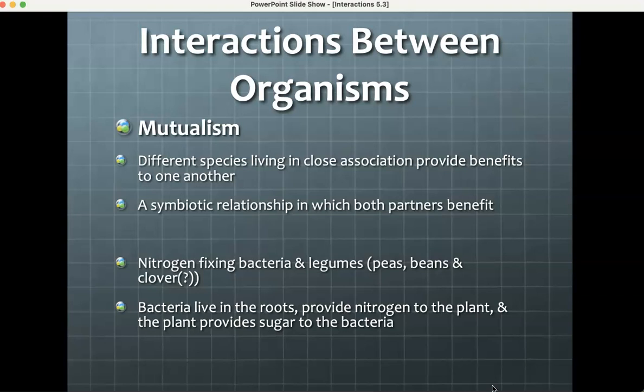So what's going on here is you've got bacteria living in the roots that provide nitrogen to the plant, and the plant in turn provides sugar to the bacteria. All right. So the bacteria eat the sugar, and as part of their waste product, they release nitrogen. And that nitrogen then goes into the soil, and the plants are able to use it as food. So it's mutually beneficial because the bacteria is getting sustenance, and the plant is getting fertilizer or sustenance as well.